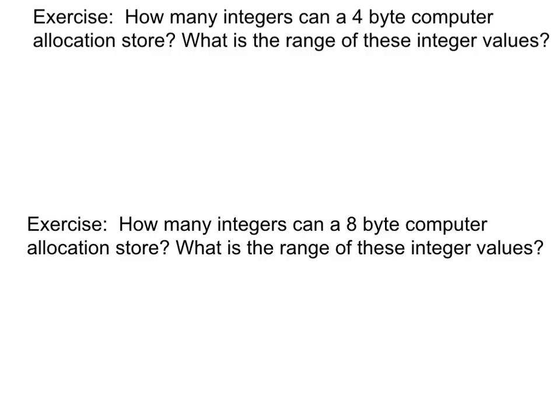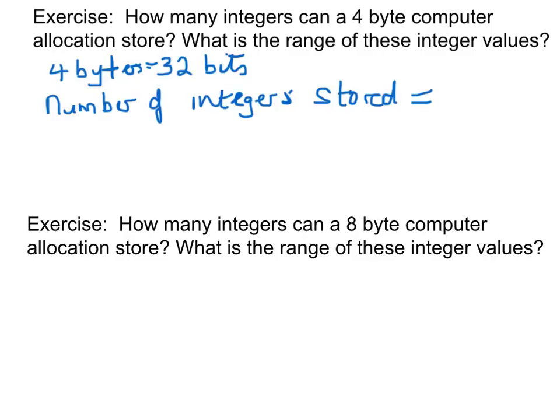How did that go? Let me go through the solution with you. Well, the first thing is to note that 4 bytes, right, is your 32 bits. So the number of integers stored is going to be 2 to the power of 32. And you can work that out in the calculator. Obviously it's going to be quite a large number. And here it is here.